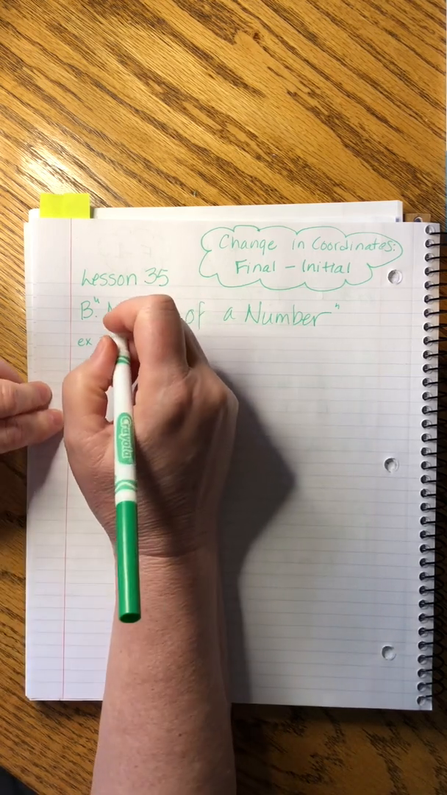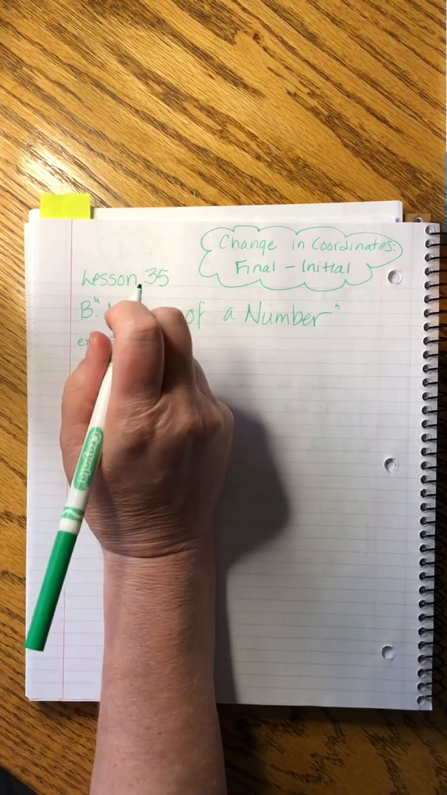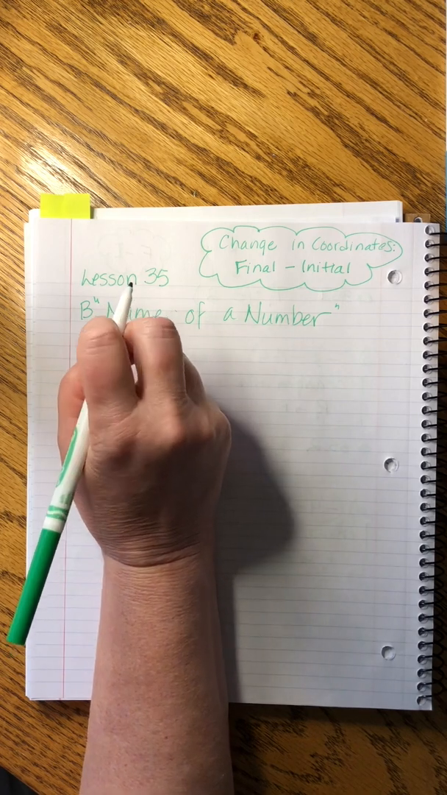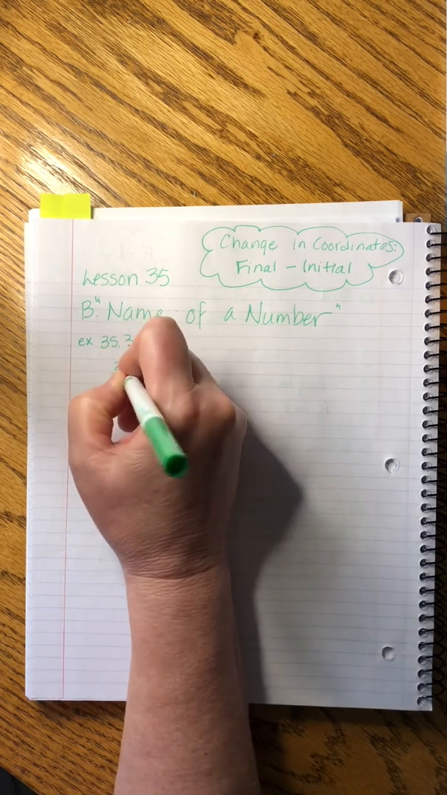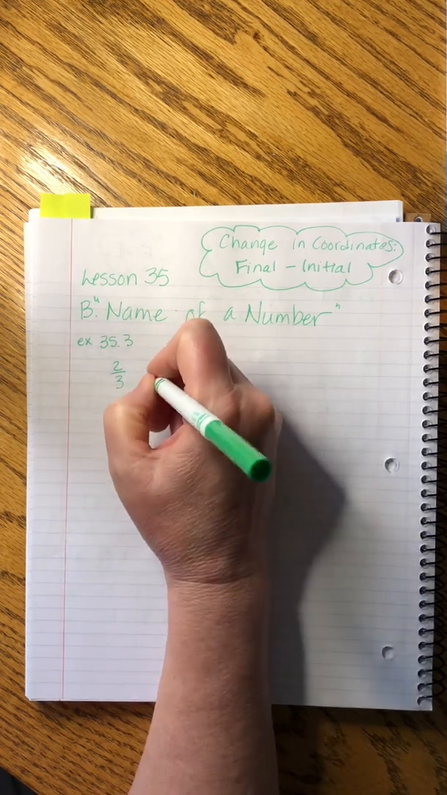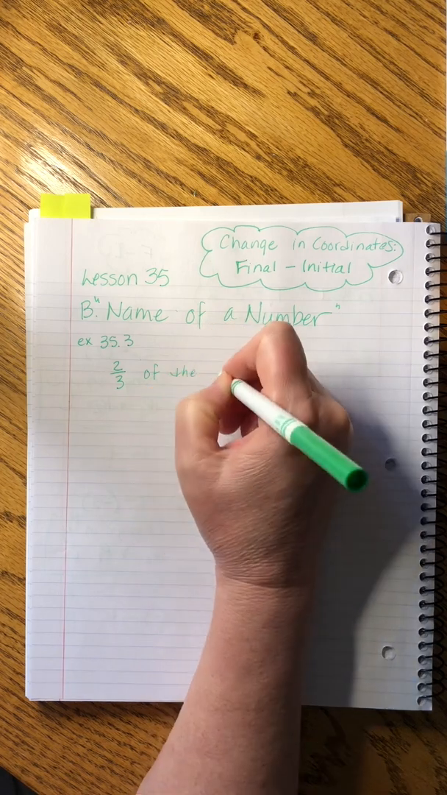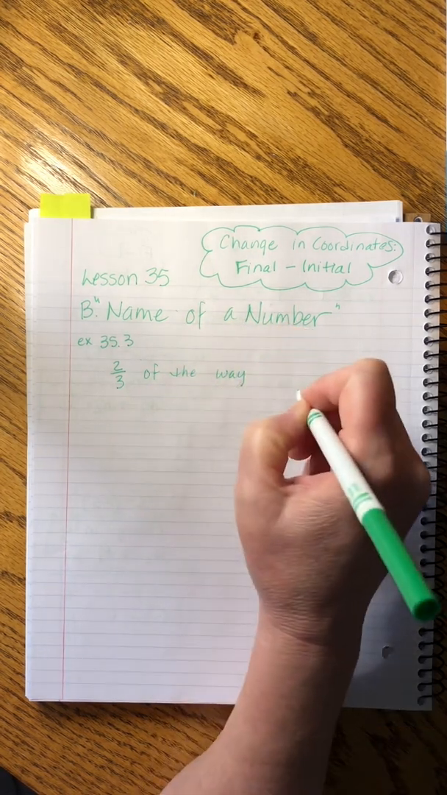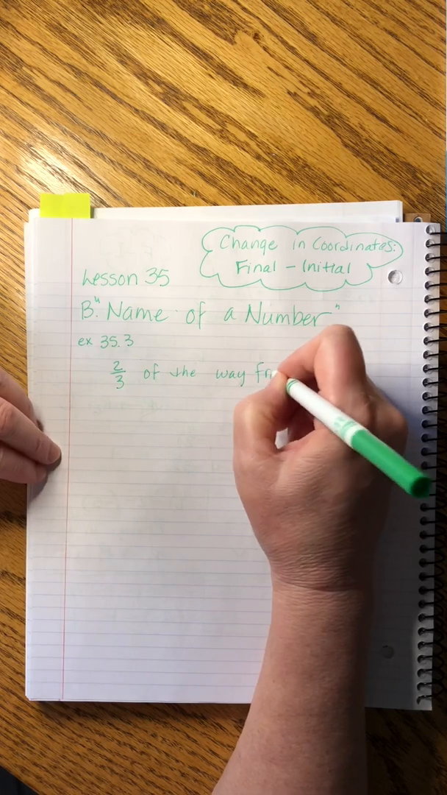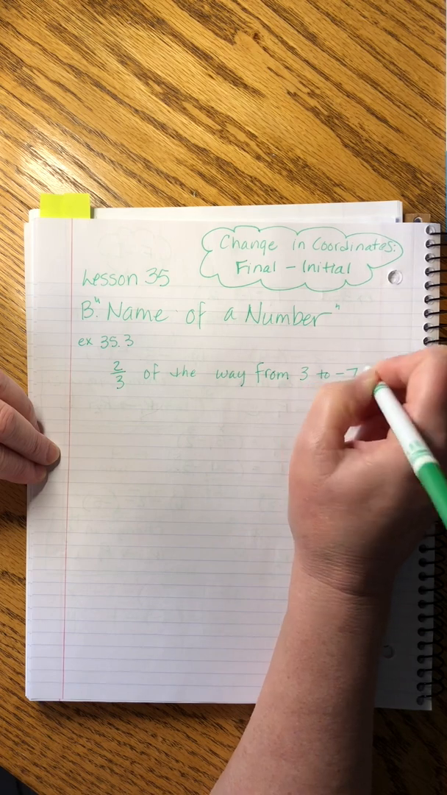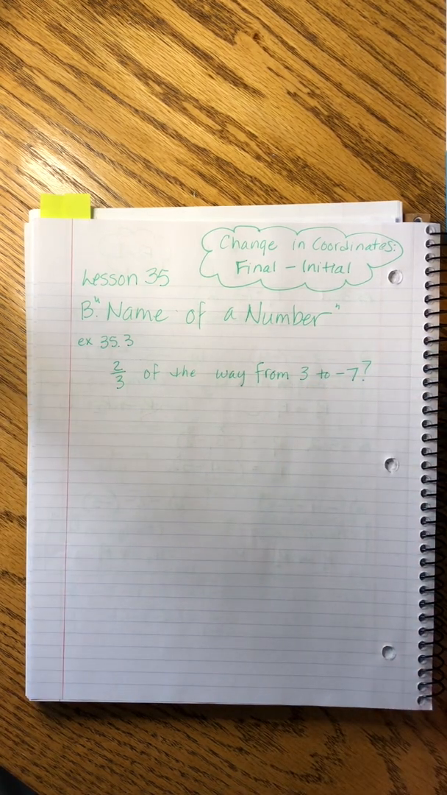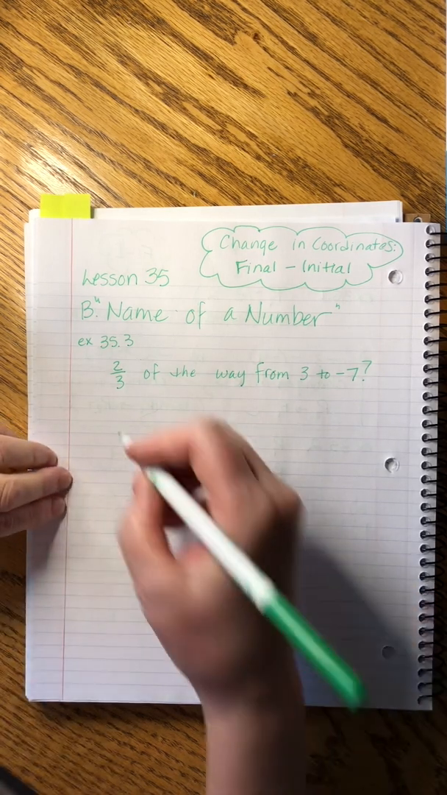And it goes like this. What is the number whose graph is 2/3? Sorry, I was looking at the wrong thing. 2/3 of the way from 3 to -7. All right, and John draws a diagram that I think makes no sense. To me, these problems make sense if you just use this nifty little formula.